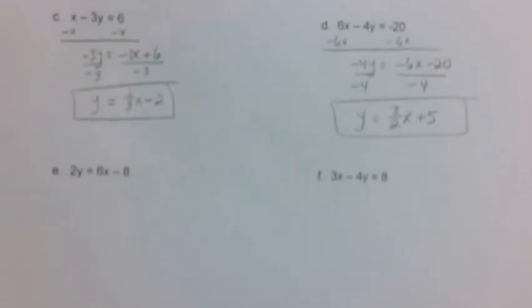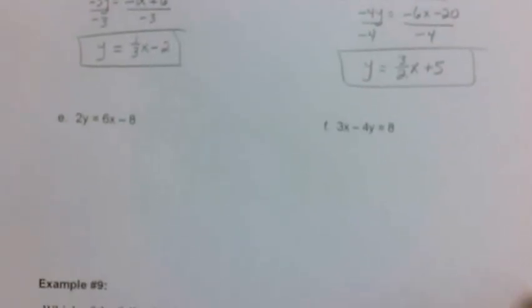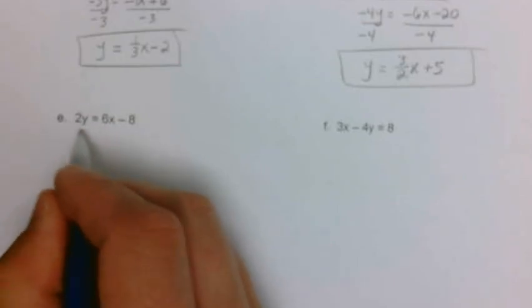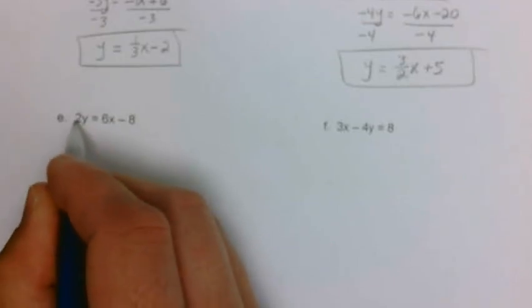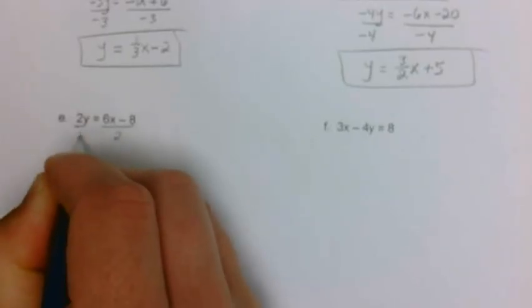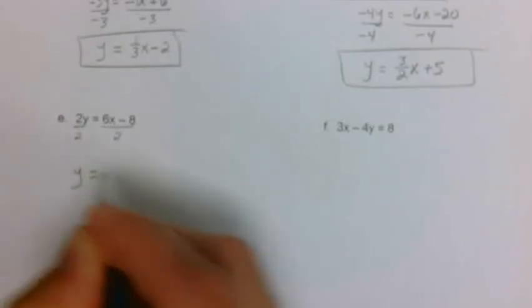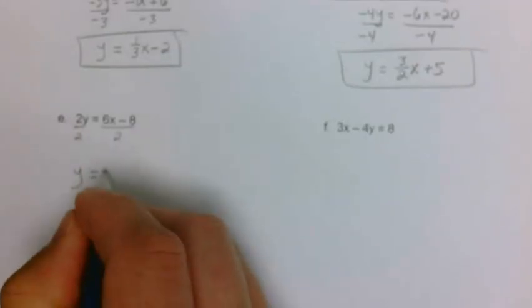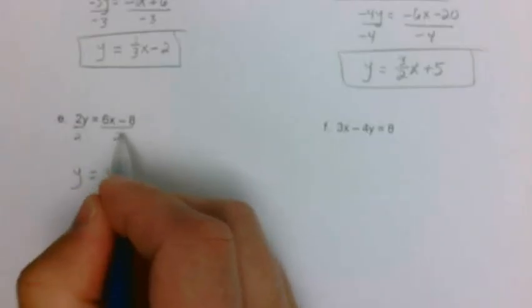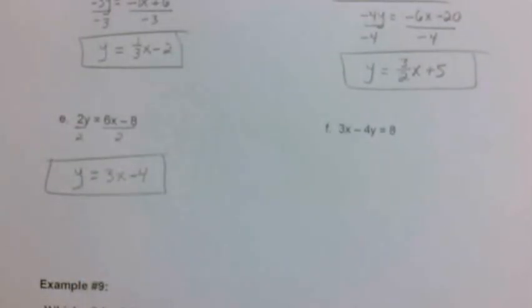Looking at equation E, 2y equals 6x minus 8. All right, notice that the y is already by itself over here, but it's being multiplied by 2. So here we really just need to divide each side by 2. 2y divided by 2 is y. 6x divided by 2 is 3x. And negative 8 divided by 2 is negative 4. So y equals 3x minus 4.